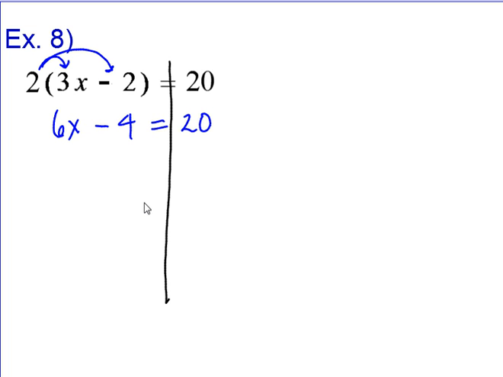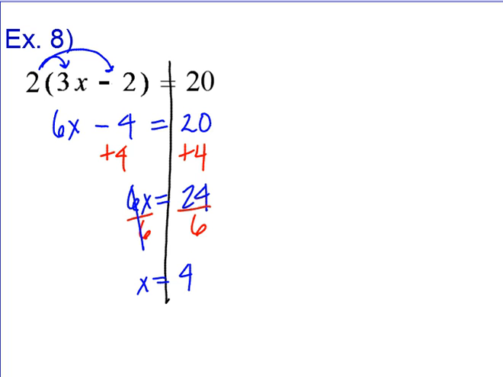Then we're going to start to use our inverse operations because we're down to 2 terms. So we'll start with the constant first. So instead of subtracting 4, we're going to add 4 to both sides. And those 4s will cancel, leaving us with 6x, and 20 plus 4 is 24. Then we're going to divide both sides by 6 because we're multiplying the variable by 6, and we want to do the inverse. Cancels that out, leaving us x equals 24 divided by 6 is 4.